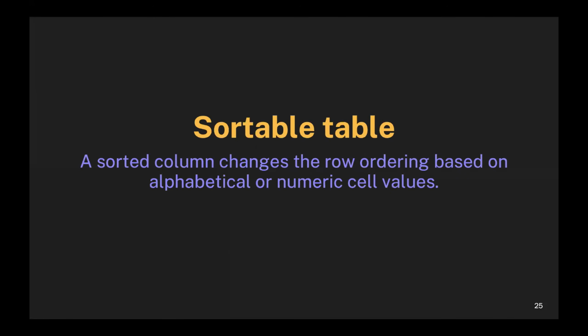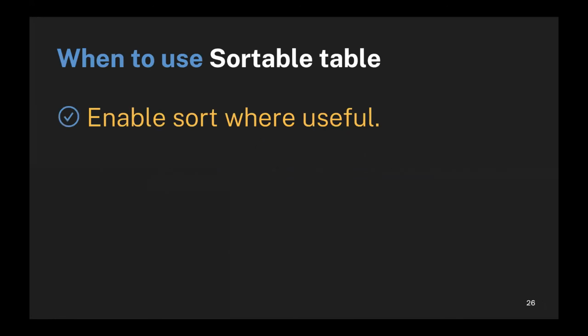Okay, slide 25, sortable table. A sorted column changes the row ordering based on alphabetical or numeric cell values. Slide 26, when would you use a sortable table? Enable sort wherever it would be useful. That may seem too pithy, but it's accurate. Add row sorting to individual columns of long tables where the data can be logically ordered either alphabetically or numerically.